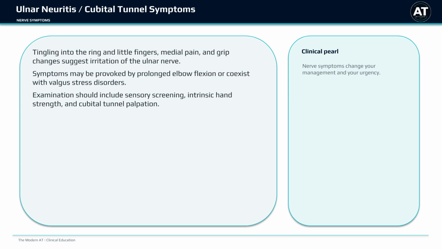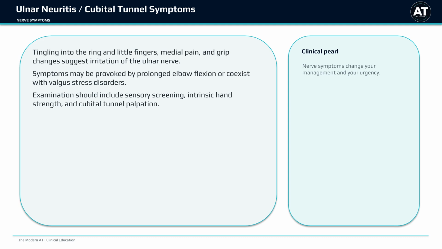Ulnar neuritis and cubital tunnel symptoms involve irritation of the ulnar nerve at the medial elbow. The key symptom pattern is tingling, numbness, burning, or altered sensation into the ring and little fingers. The patient may also describe grip changes, hand weakness, or symptoms that worsen with prolonged elbow flexion. In throwers, valgus stress and medial elbow irritation may contribute.